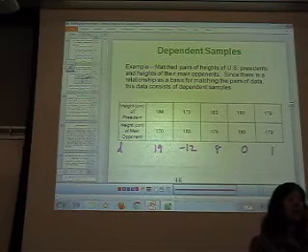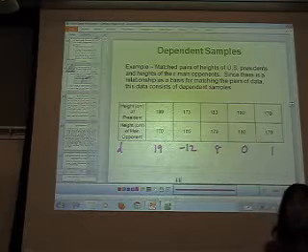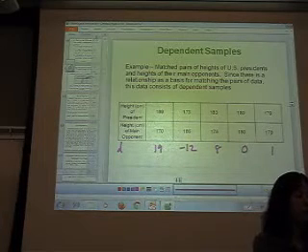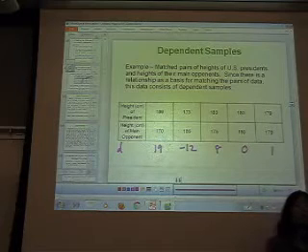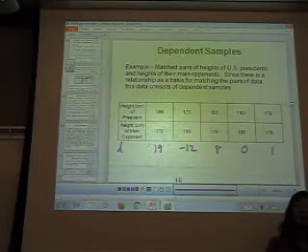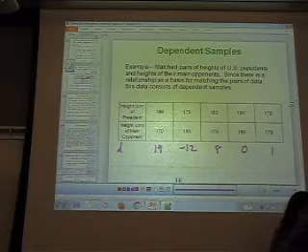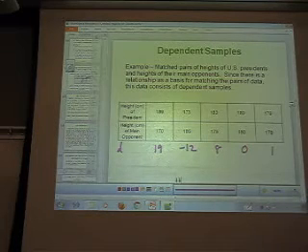So it's like somebody's right arm compared to their left arm, right? Or siblings, like Audrey compared to her sibling, right? Ayla compared to her sibling. You got to match them up and compare them.